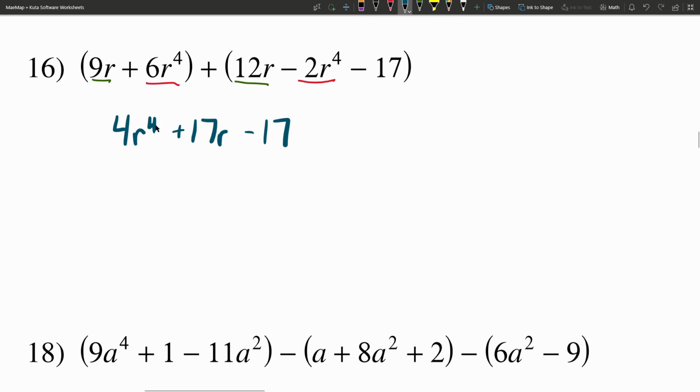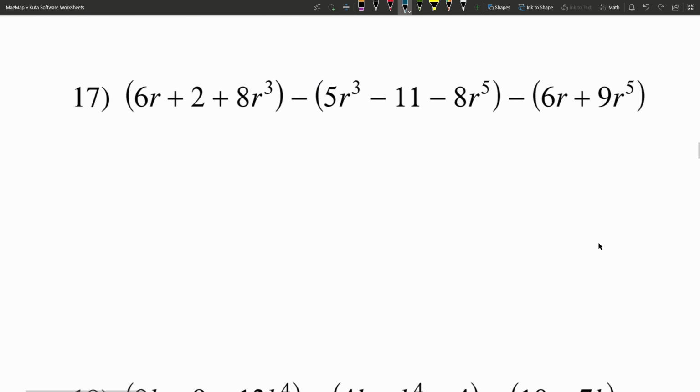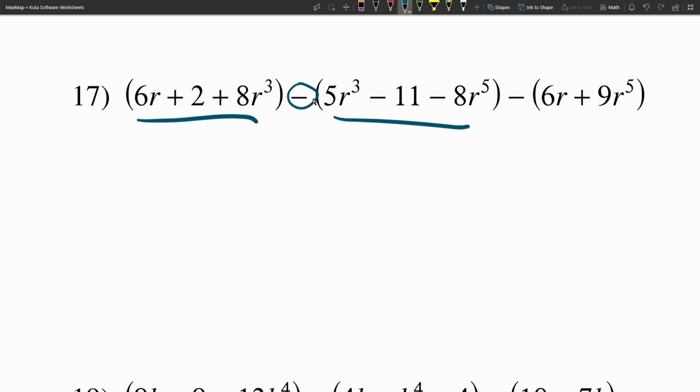Let's move on to number 17. In number 17, we now have 3 different polynomials. The first polynomial is 6r plus 2 plus 8r cubed. The second polynomial is subtracted, so we're going to be switching those signs, which is 5r cubed minus 11 minus 8r to the fifth. And then that third polynomial is also subtracted, so going to need to switch that sign as well. That's 6r plus 9r to the fifth.